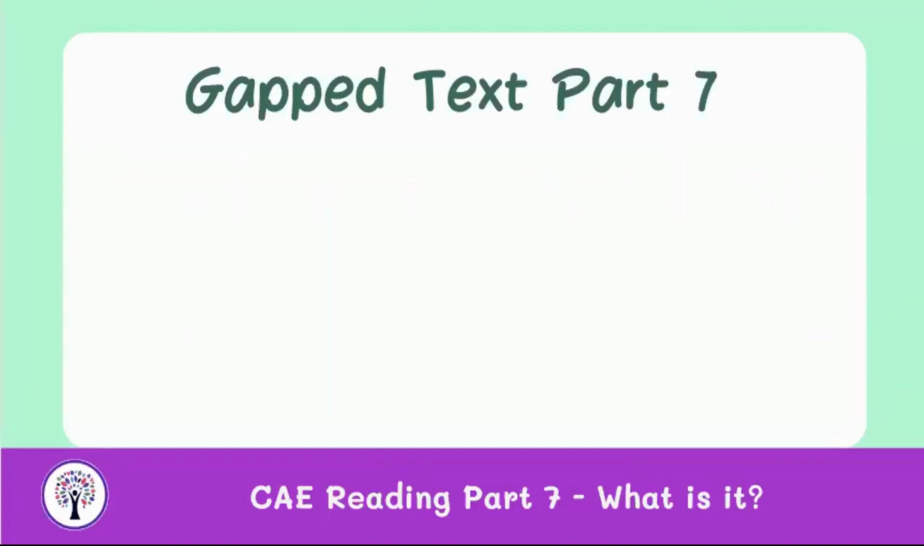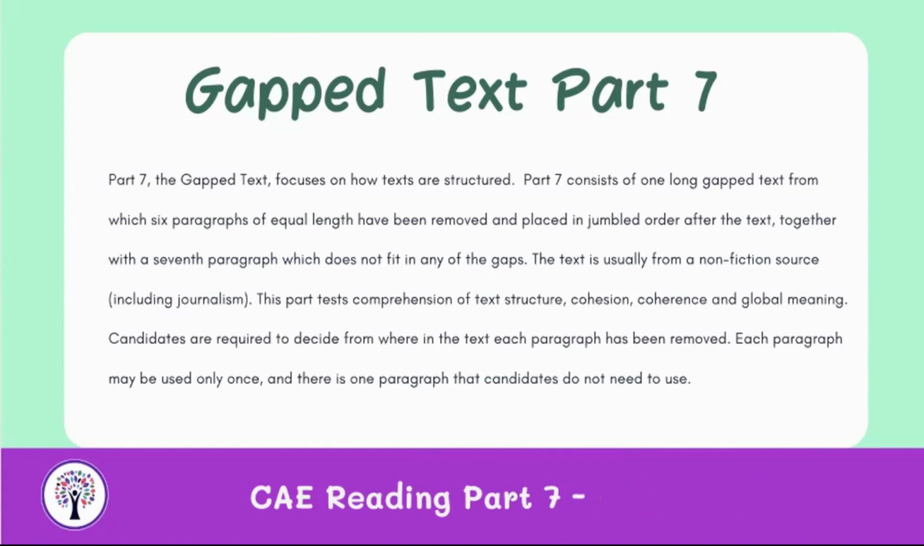So what is part 7? That's the part that we're going to focus on today. Well, part 7 is a gapped text. That means there's a text with gaps in it. It's not single word gaps, but gaps of paragraphs. So that's what we're going to have a look at today.